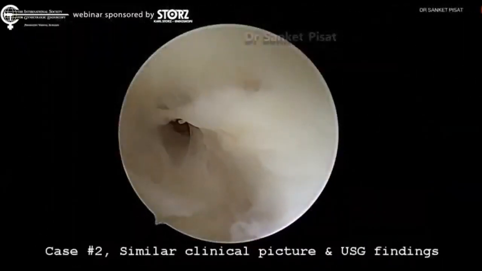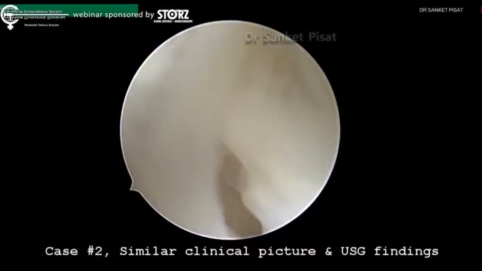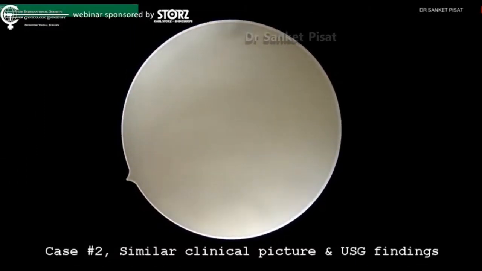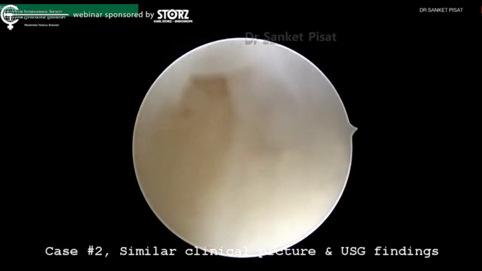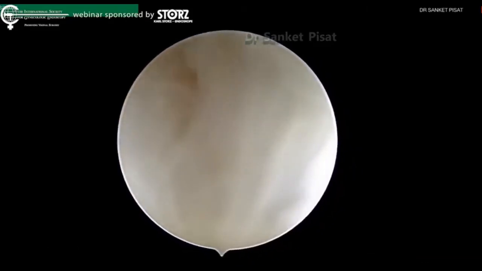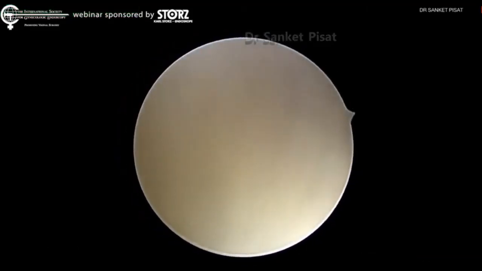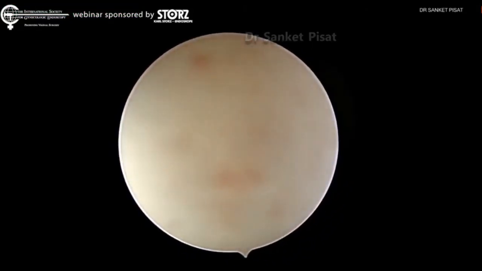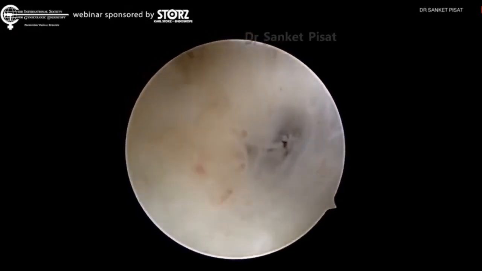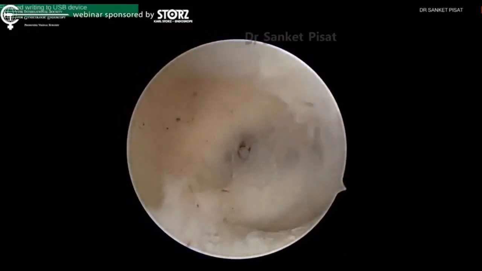We will be now looking at case number 2. This case has a similar clinical picture and ultrasound findings as compared to the previous case. We are going through the cervical canal at the level of the internal os and trying to find exactly where the internal os is before we can proceed with the rest of the surgery.